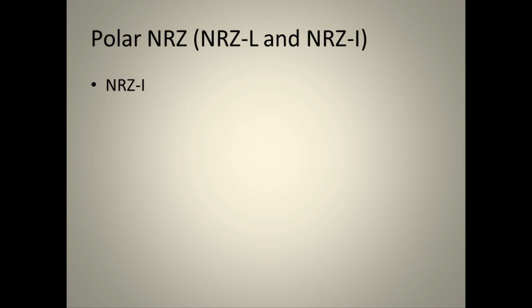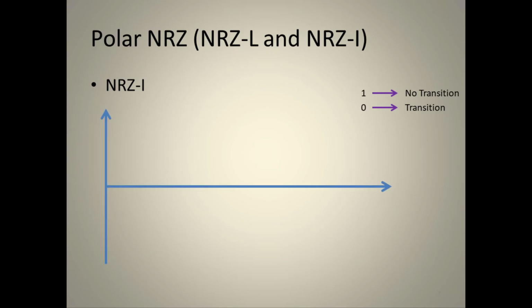Now let us see NRZ-I, invert. In this case, if the next bit is 1, there is no transition. If the next bit is 0, there is a transition. Let us see how it works. We use the same bits 1 0 1 0 0 1. For the first 1 we start with, let us say, positive voltage. Now the next bit is 0, so there will be a transition.